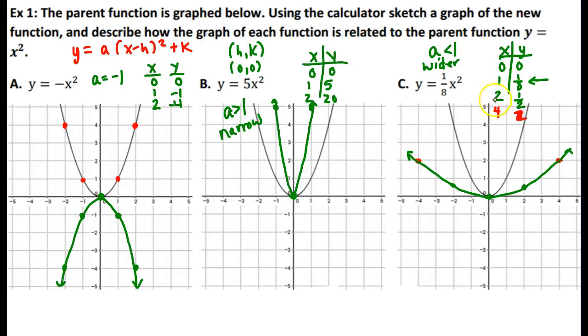Notice not much else changed. The axis of symmetry, which was x equals 0, is still the same in all three graphs. And we didn't have any horizontal movement from the vertex or any vertical movement. So we'll take a look at the next couple of examples where we will start to see that. So just remember, when you have a number in front of the x squared, it's either going to make it narrower, like in B, or it's going to make it wider, like in C, or it can completely flip the graph upside down, like in A.